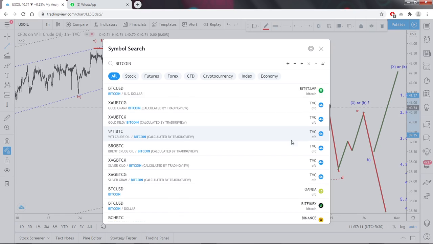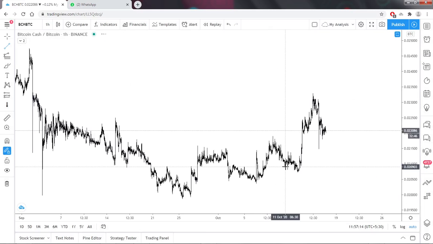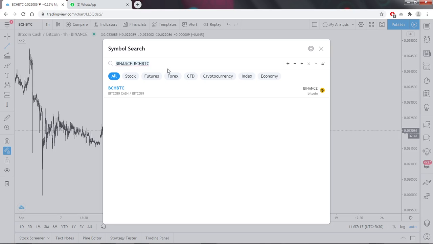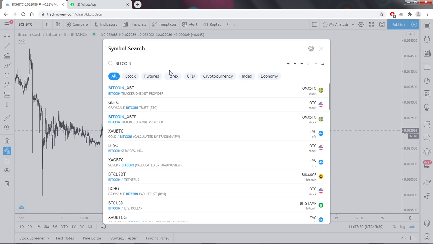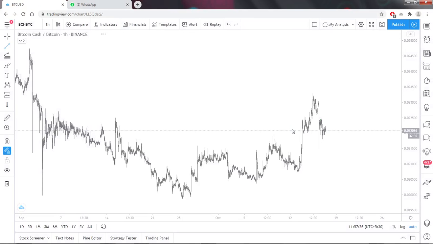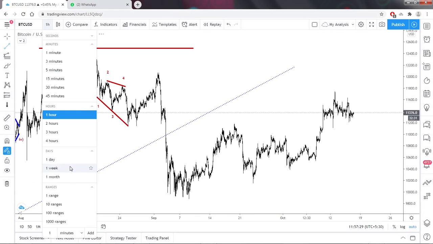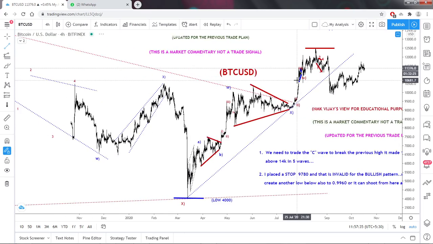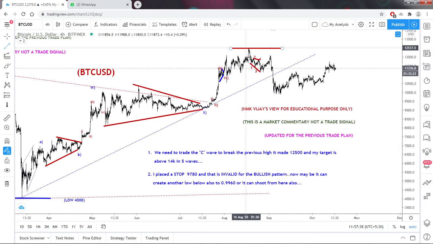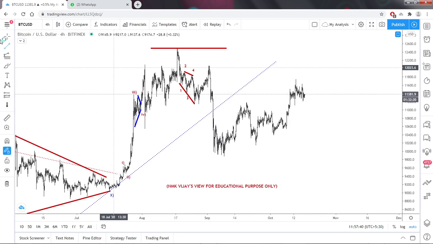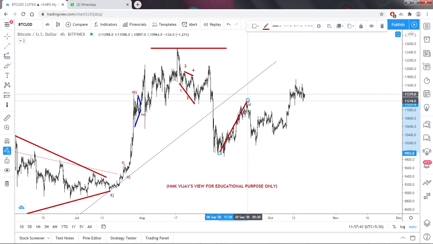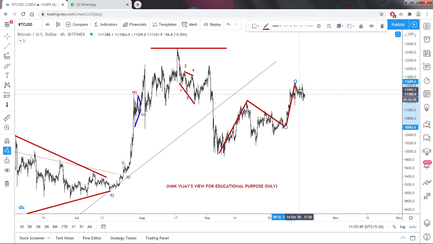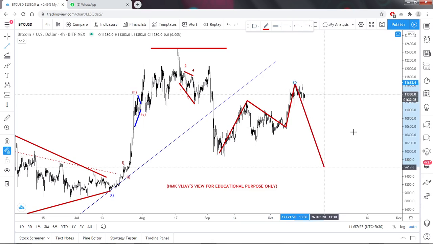So Bitcoin is also very interesting. Same, we are still in that. It's Bitfinex. See, expecting this as a top, and one ABC is over. Now it's looking like A, B, C got finished. So from here it has to come down.